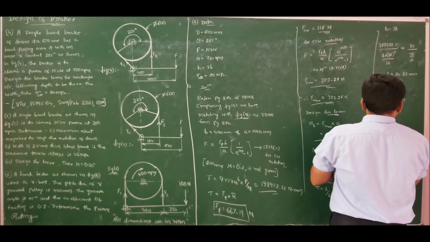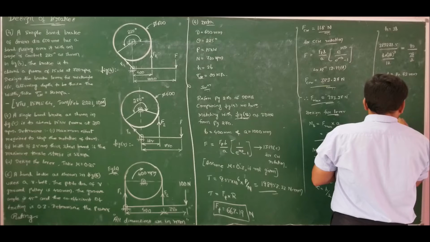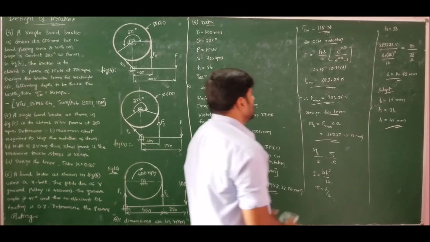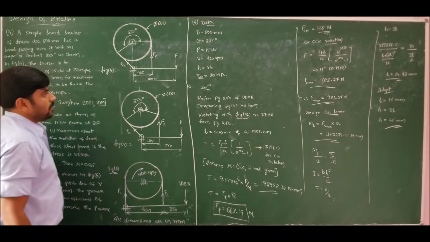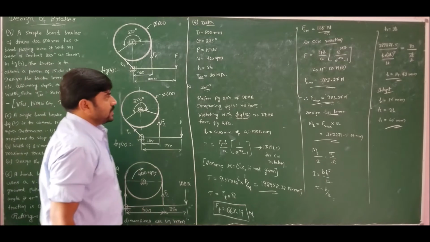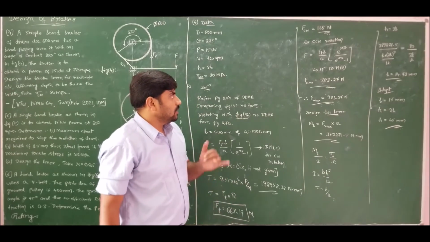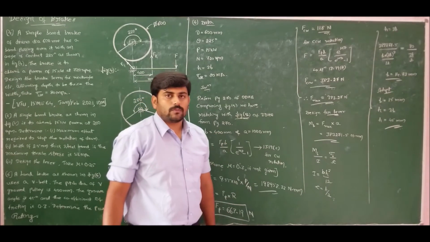Hence adopt width as 15 millimeters. h is equal to 3 times width, so adopt h as 45 mm. So this is the solution for problem number 4, which has been asked many times in university examinations. Let me pause this video for a while so that people can copy it down. Later we solve problem number 5.